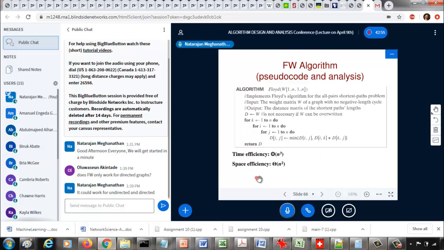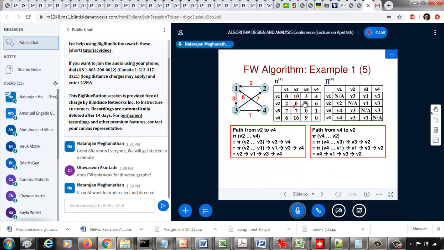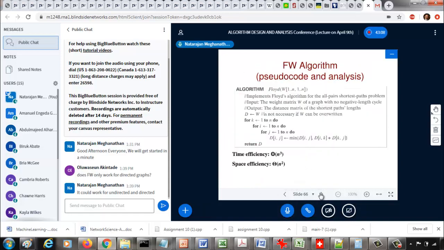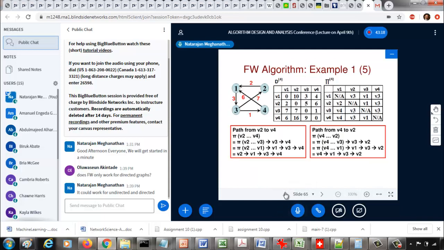Then the space complexity is going to be n square because you have to maintain these two matrices. So each matrix is n square, so it's n square plus n square, which is 2n square, it's still theta of n square. So it's a dynamic programming algorithm, so you have to allocate some space to store the result values, the intermediate result values.